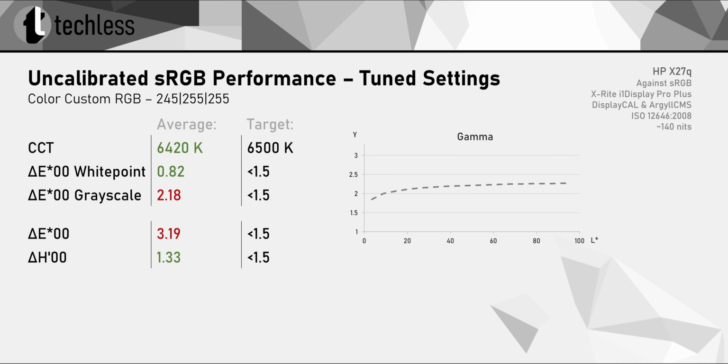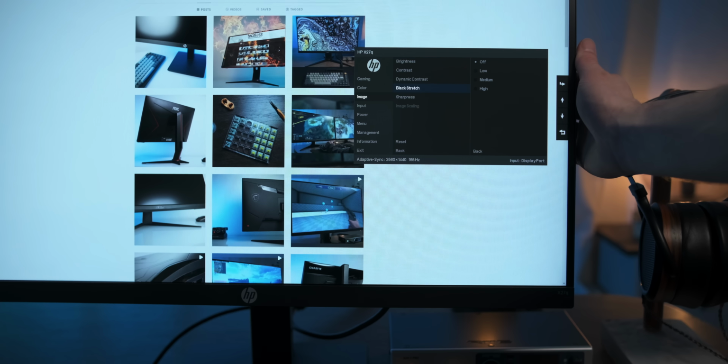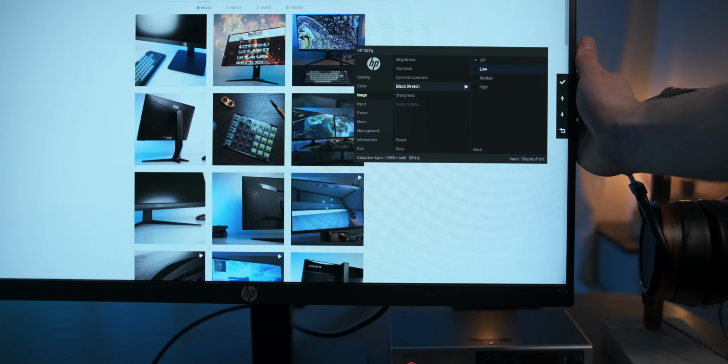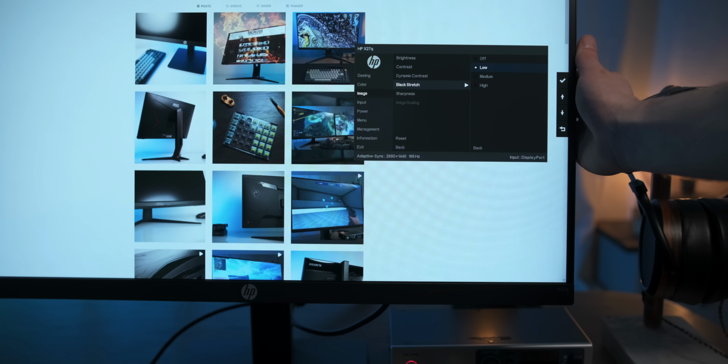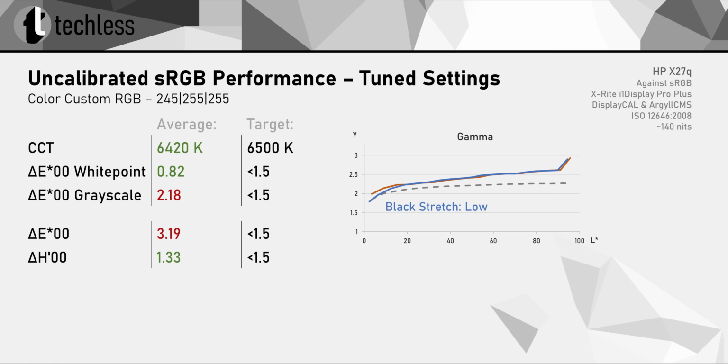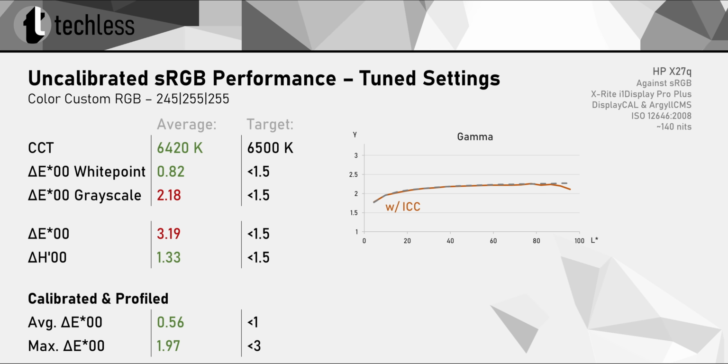Now with some simple tweaks, we can improve a few things, but unfortunately there's no gamma option in the monitor's menu. Though to help a bit with the low-end gamma at least, we can make use of HP's shadow boost function, but I honestly rather recommend leaving that turned off and using the ICC profile that I provide in the description down below instead. This will fix the gamma system-wide and you can leave black stretch turned off. I'll put a guide on how to use ICC profiles in the top right corner.